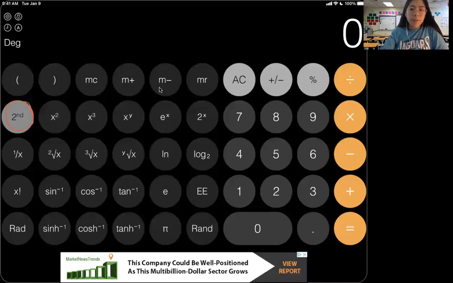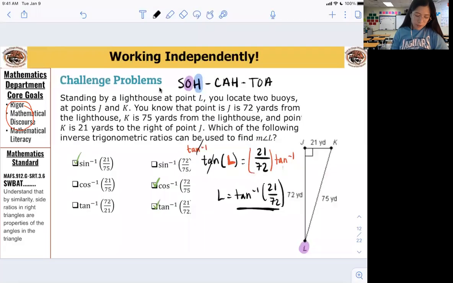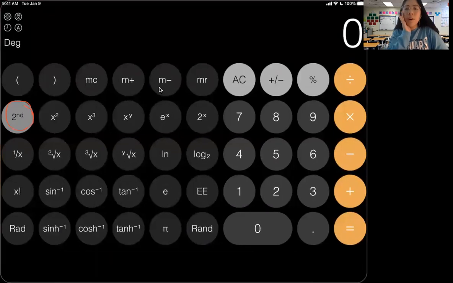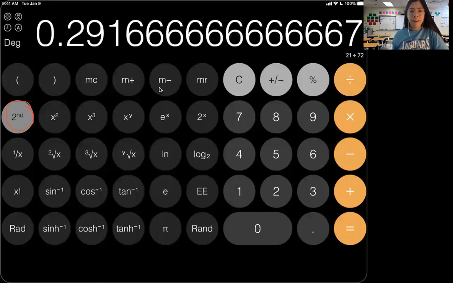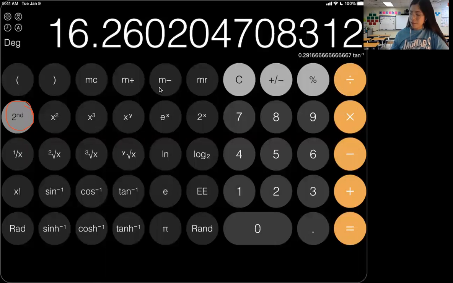And if I'm finding the inverse tangent of 21 over 72, what should I do first in my calculator? Do the fraction first. Yeah, so 21 divided by 72. Do that first. Have your answer on there. Then you hit the inverse tangent button. And there's my answer.